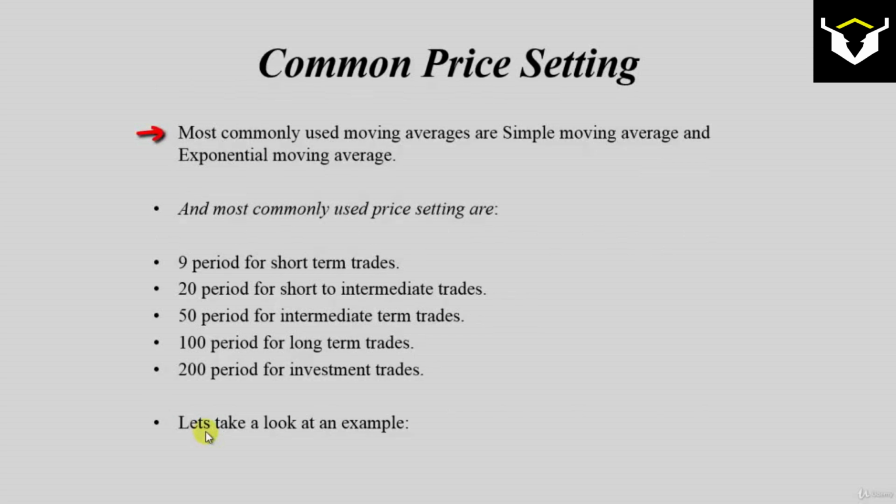For short-term trades, or trades that are no more than 2 or 3 days in length, people most often use 9-period moving averages. For intermediate-term trades, people use 20 and 50-period moving averages. The 100-day moving average and 200-day moving average are used for long-term or investment trades. Let's go ahead and take a look at an example.